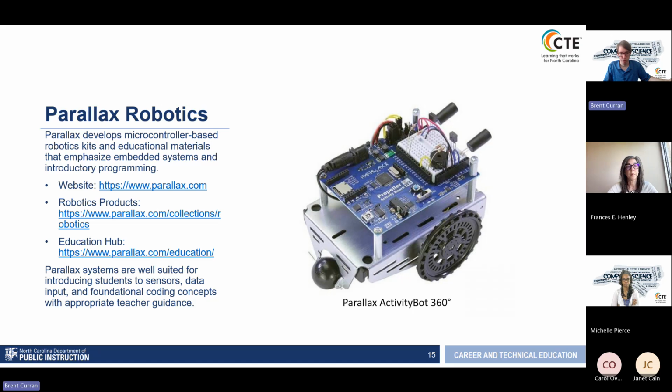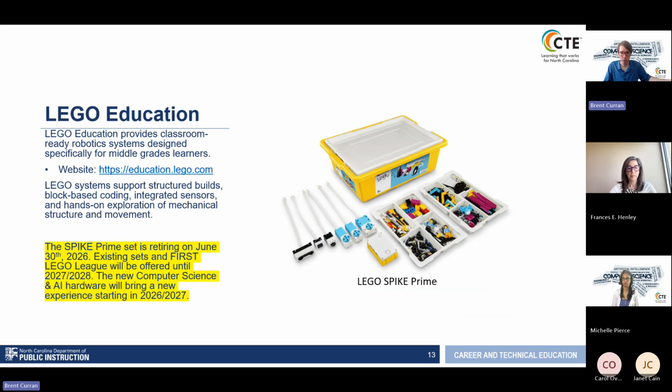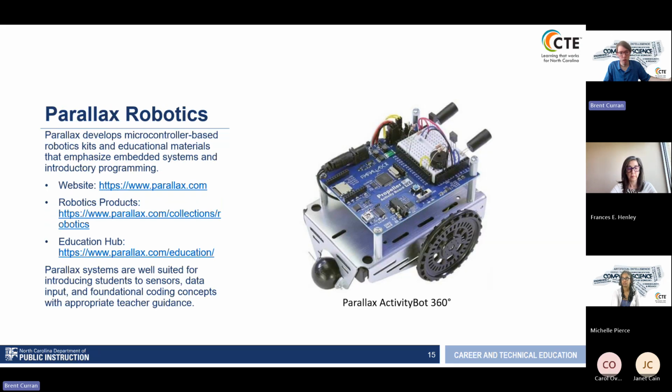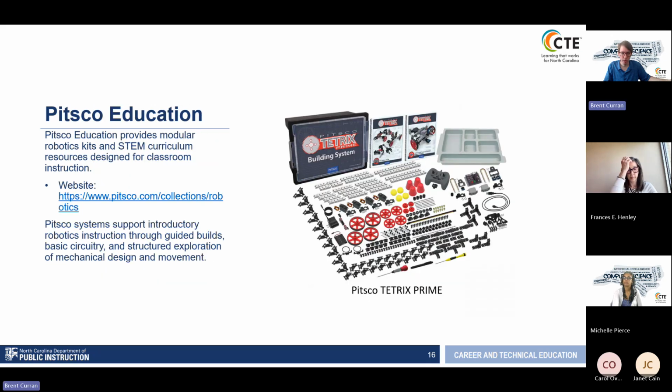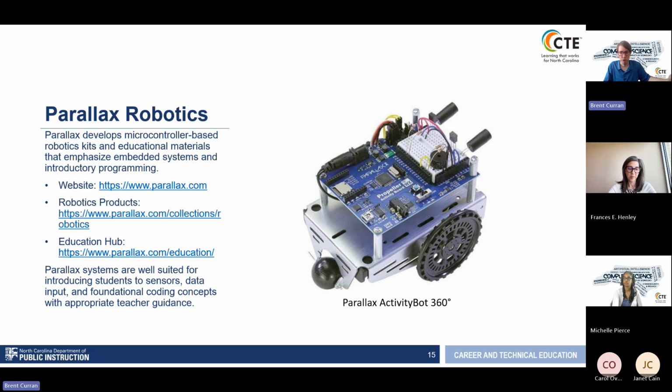Parallax Robots. They offer a system called the ActivityBot 360. This is a cheaper platform. The kids build this. It includes a variety of sensors and whatnot. This is something you would need to pair with another product. Every robot's going to look the same. So if you had, for example, some of the Lego Spike kits sitting around, I would pair that with this Parallax ActivityBot 360.